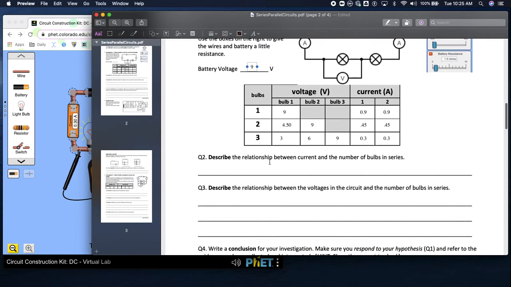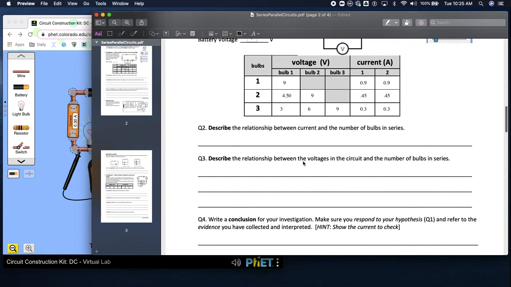All right, describe the relationship between the current and the number of bulbs in the series. Well, we have 1 bulb here. It's 0.9. As we add a bulb, we're saying, what's 0.9 divided by 2? 0.9 divided by 2 is 0.45. What's 0.9 divided by 3? It's 0.3. Okay, so as the number of bulbs increases, the amps decrease.